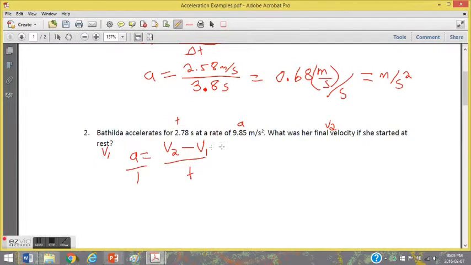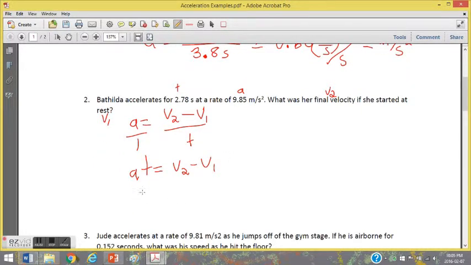So the first thing I want to do is get rid of time on the bottom, so I multiply both sides by T, and so now I have AT equals V2 minus V1. I want to get rid of the V1, so I have to add V1 to both sides. And so I'm left with AT plus V1 is equal to V2. And now I start plugging numbers in.